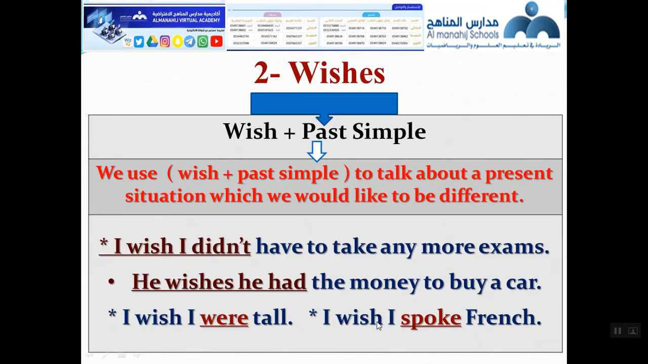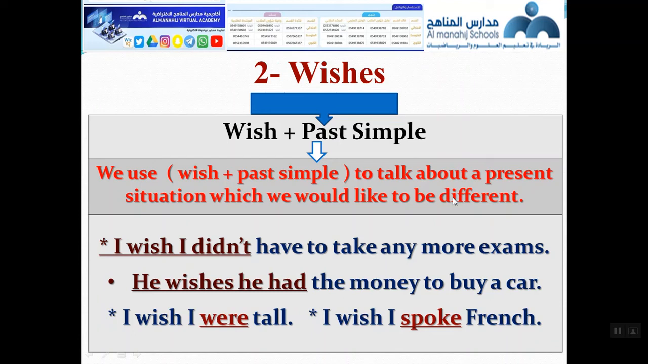Is it easy? Now we come to the second part, wishes. Wishes here, الأمنيات. To express wishes, we use wish plus past simple tense. I use this expression to talk about a present situation which we would like to be different. I want, I need, I like the situation to be different from the present situation. كنت أتمنى إن الموقف يكون غير عشان أسوي شيء غير.